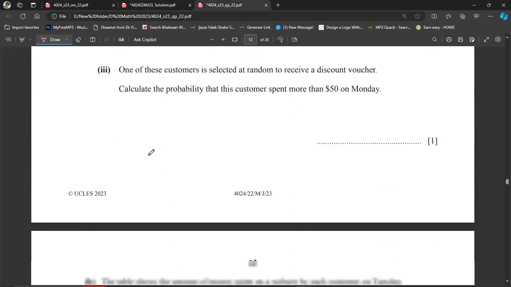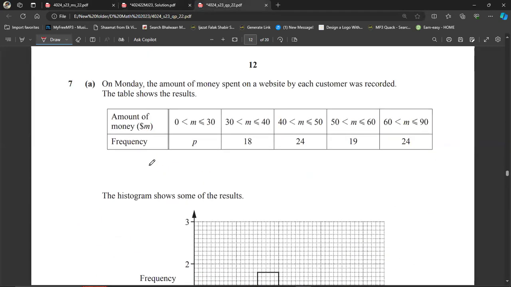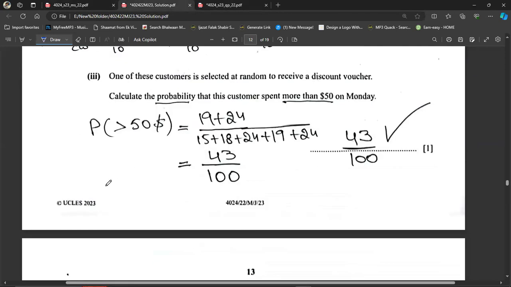In the next part, he says one of these customers is selected at random to receive a discount voucher. Calculate the probability that this customer spent more than $50. So the people who spend more than $50 are 19 and 24. So we will add them up and divide it by the total.